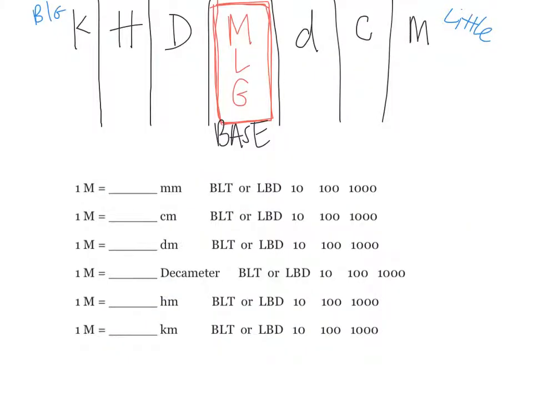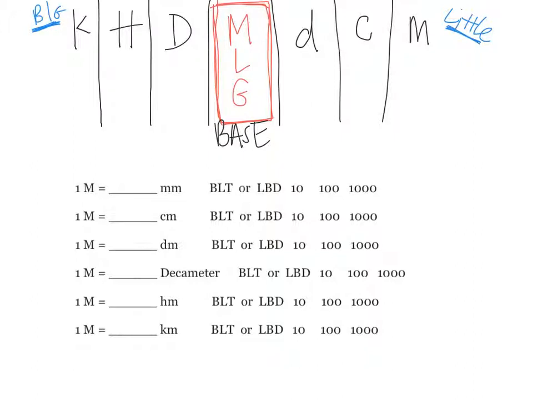Now we're going to look and see how these different units relate to one another. So I'm going to start by drawing my King Hector died by drinking chocolate milk chart. And I've gone ahead and labeled that the capital letters mean that those are big units, and my lowercase letters mean that these are smaller units.